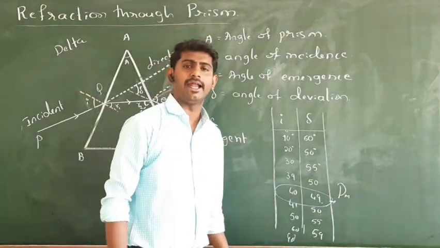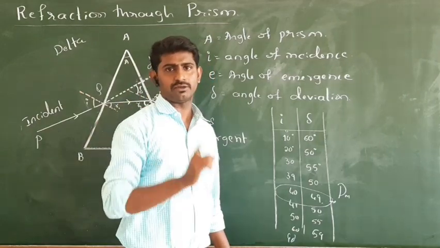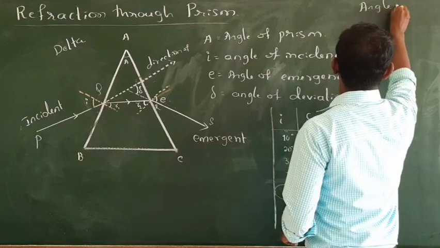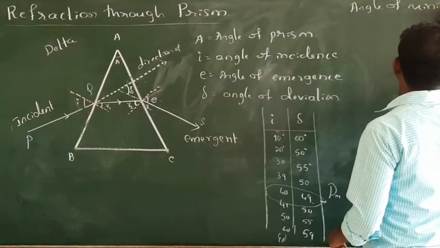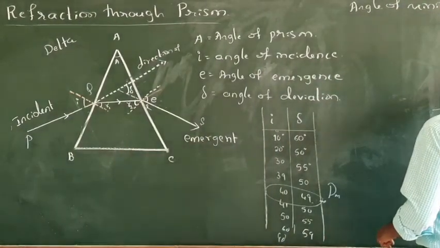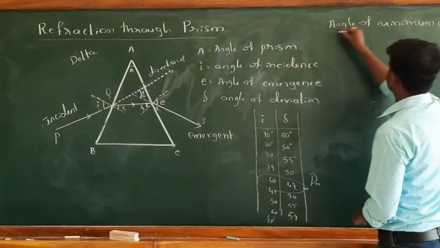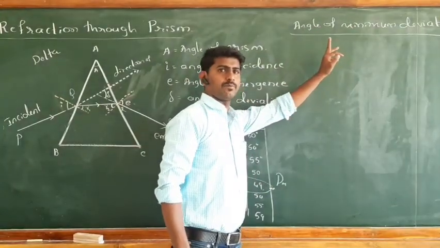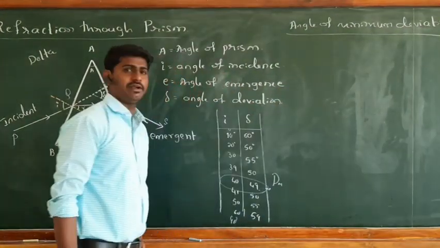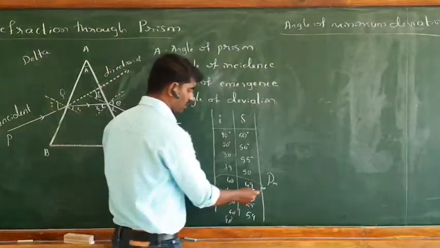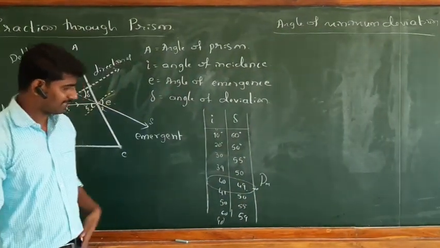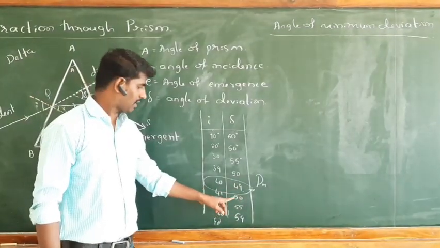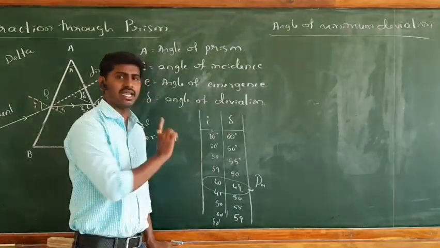So what is that Dm? It is the angle of minimum deviation. This is called the angle of minimum deviation. It is a very important one. Angle of minimum deviation. Okay, so what is the angle of minimum deviation? In our example, 49 degrees is the angle of minimum deviation.